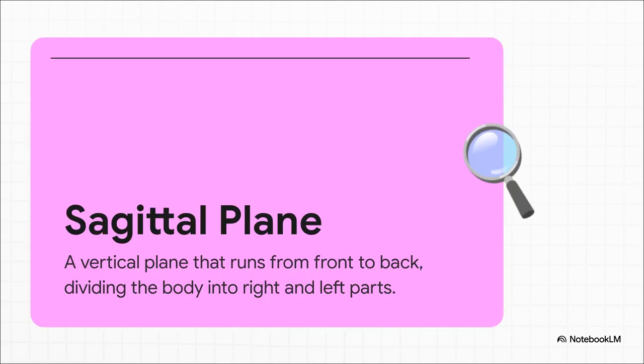First up, the sagittal plane. Imagine a sheet of glass passing vertically through the body from front to back. It divides the body into right and left pieces. Now, if that slice is dead center, giving you perfect mirror image halves, we call that a mid-sagittal plane. Any cut that's off to the side is just a parasagittal plane.